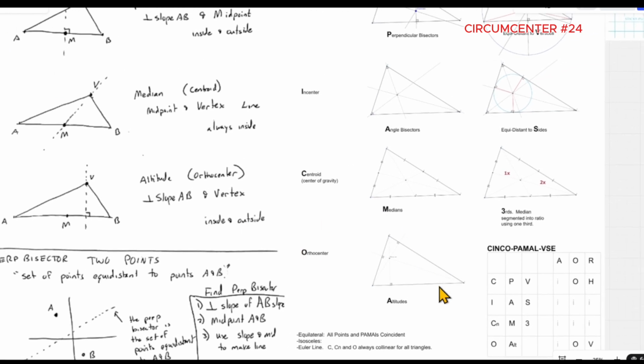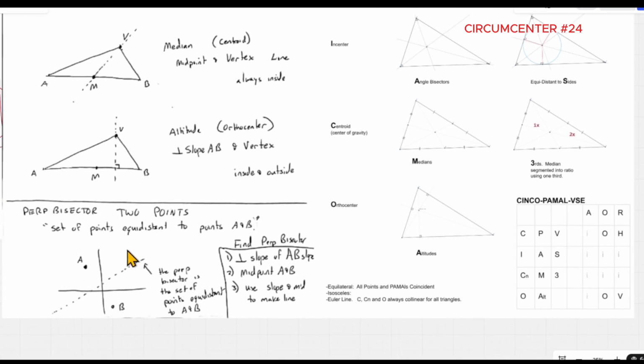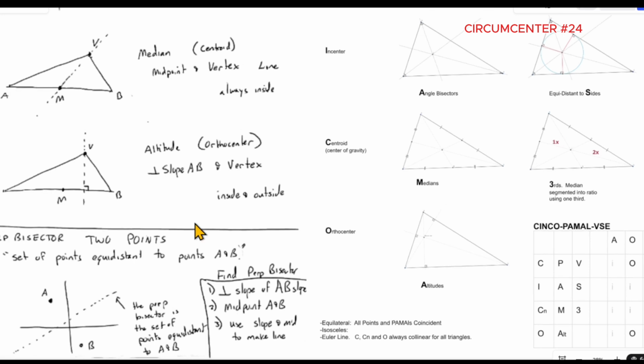The intersection of the altitudes generates the orthocenter. The medians generate the centroid. The incenter, you guys didn't do, so you can ignore that. We'll come back to that one.